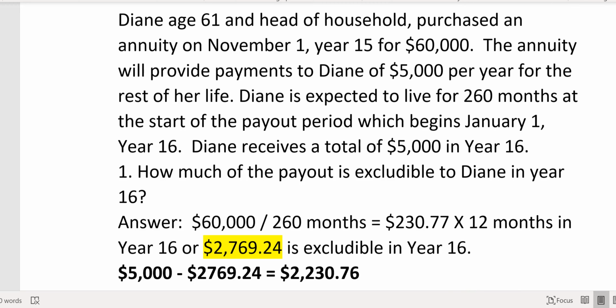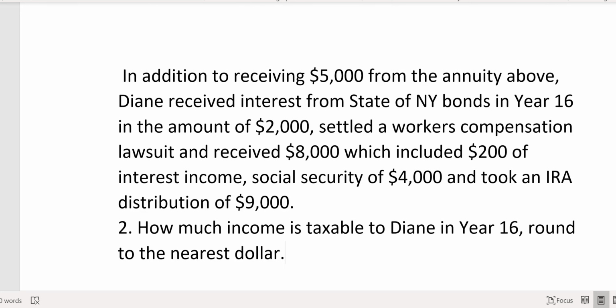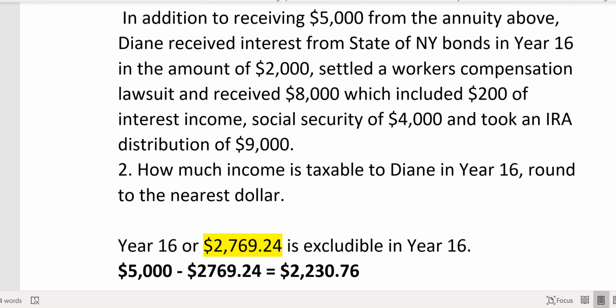Now this question could go on and get a little bit more sophisticated. Let's take a peek at question 2. It says, how much income is taxable to Diane in year 16? Round to the nearest dollar. So we already know something about what's taxable in year 16. We know about the annuity. So the annuity alone in year 16 is going to result in $2,230.76 of taxable income, because if you remember, the exempt portion was the $2,769.24. So far, the answer to this question includes $2,230.76 taxable, and let's see some of these other items in the new facts for question 2.